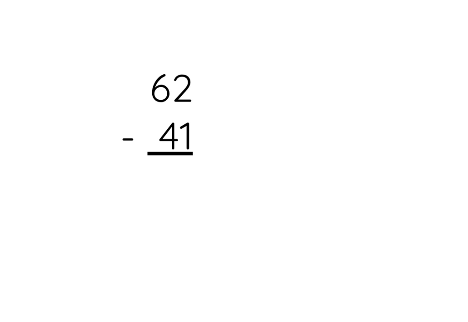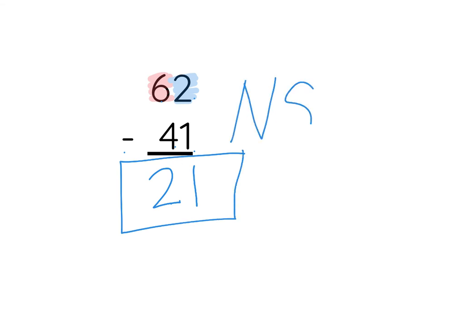62 subtract 41. All right, check for your larger digits. 60 is larger than 40. 2 is larger than 1. Oh, both the bigger digits are on the top. Just subtract the columns. 60 minus 40 is 20. 2 subtract 1 is 1. 21 NSN. Great job today with column.